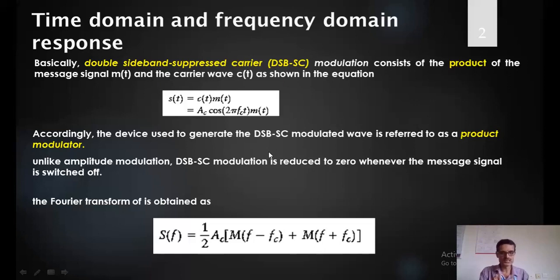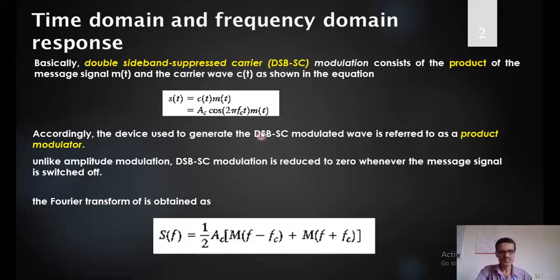Now, what is the difference in terms of the modulated signal when I compare this with double sideband full carrier, that is conventional AM? See, in conventional AM, if the message signal m(t) is equal to 0, we still transmit an unmodulated carrier to the receiver. But here, if m(t) is equal to 0, s(t) will be equal to 0. That means if the message signal is switched off, DSB-SC modulation will reduce to 0, and the output of the modulator will be completely 0. So this is the major difference between double sideband suppressed carrier and double sideband full carrier. In the full carrier method, we transmit the unmodulated carrier even if the message signal is absent.